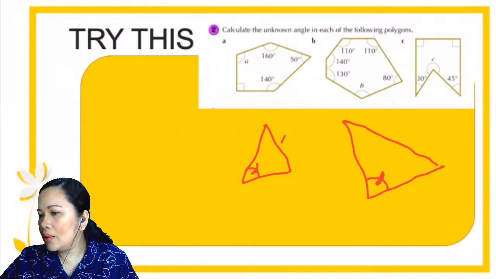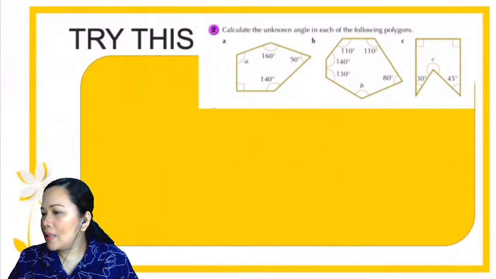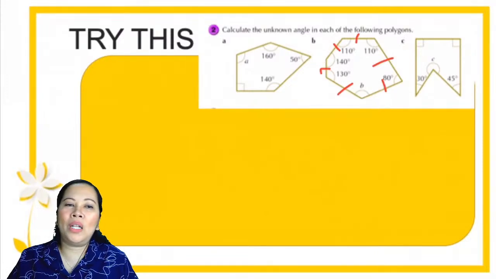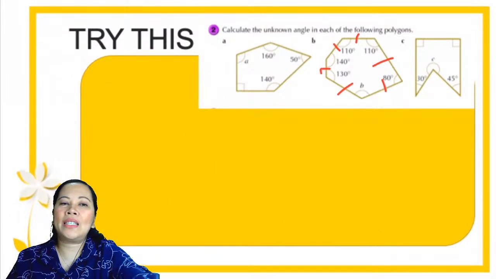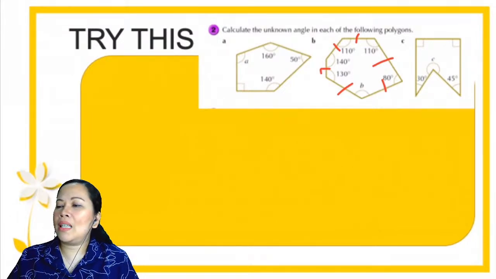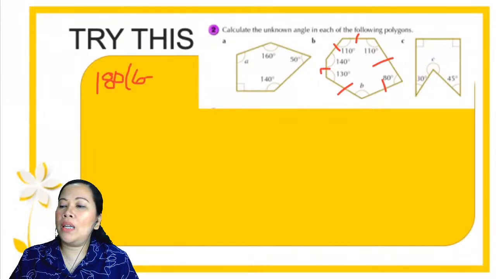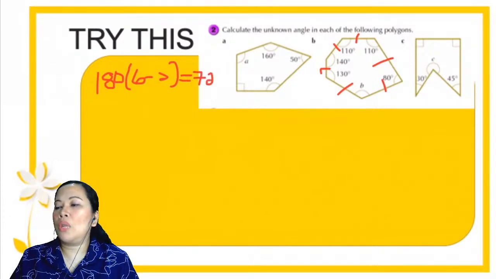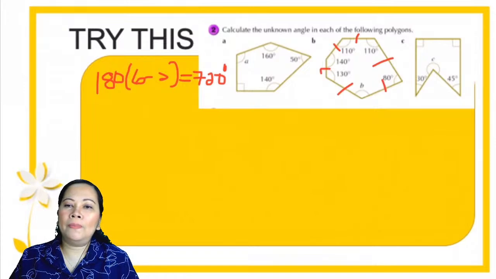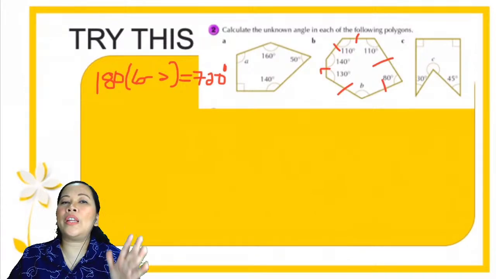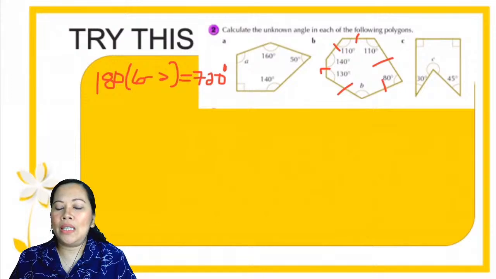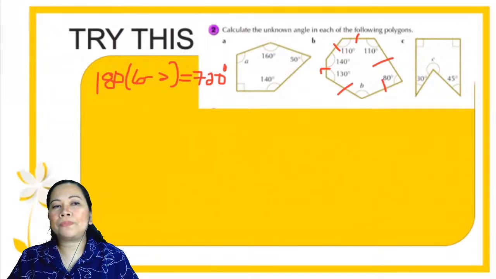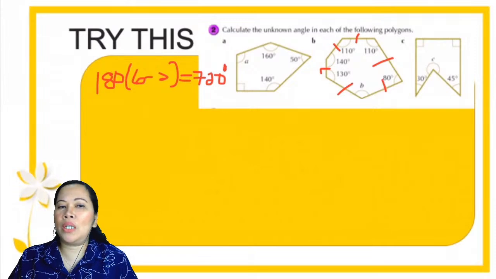It's a hexagon. 1, 2, 3, 4, 5. Yes, it's a hexagon. Well done. That's correct. So since it's a hexagon, what would be the sum of its interior? 6 minus 2 is 4 times 180 will be 720. So the sum of all the interiors will be 720.